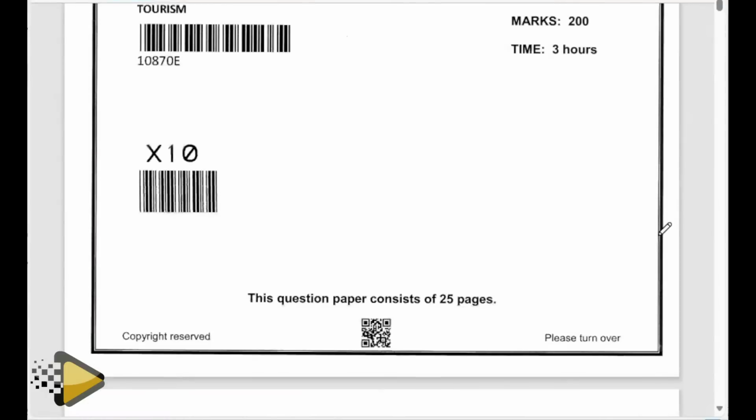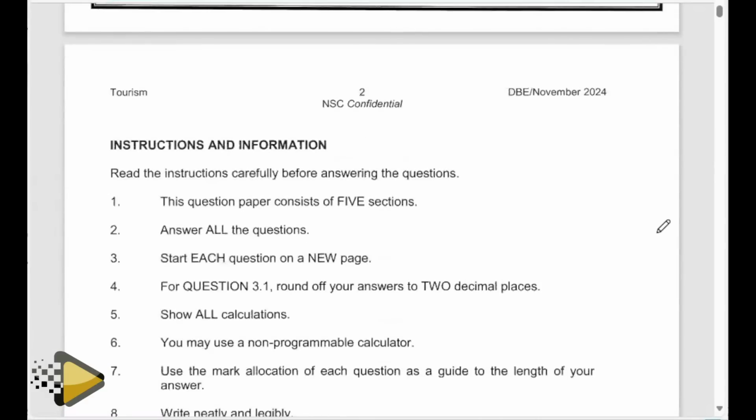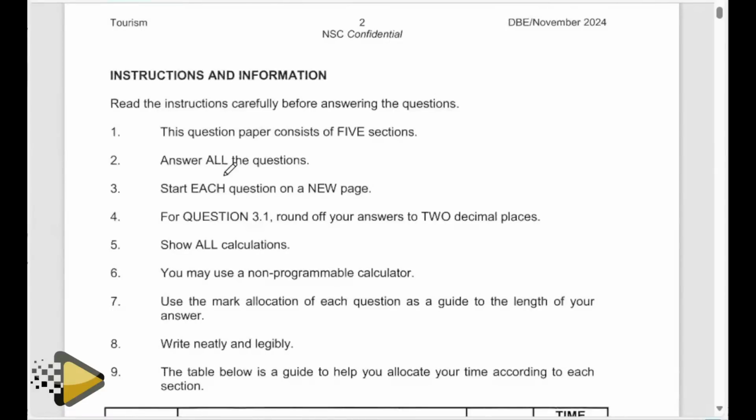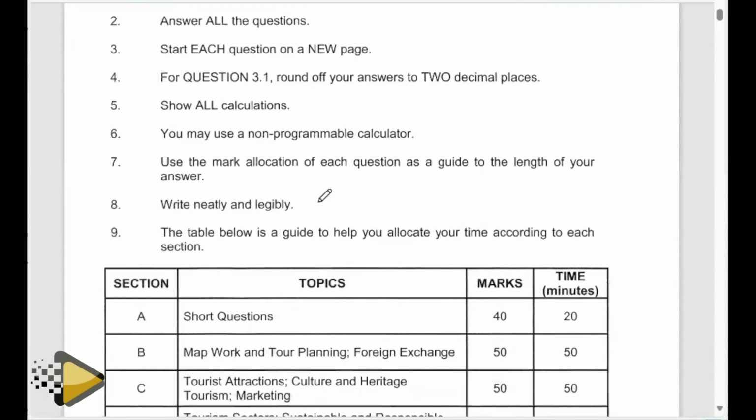Through the 2024 examination. All questions are compulsory, and it consists of 5 sections. You answer all questions, then you start each question on a new page. Whenever you're supposed to do calculations, you're supposed to round off your answer to 2 decimal places. Then you show all calculations, and you may use a non-programmable calculator.